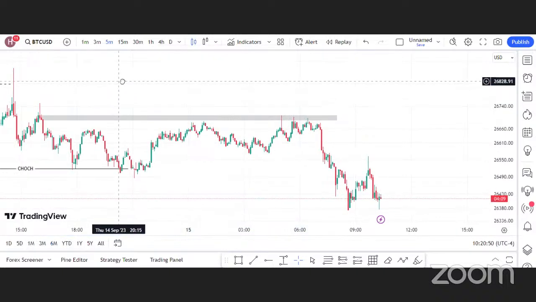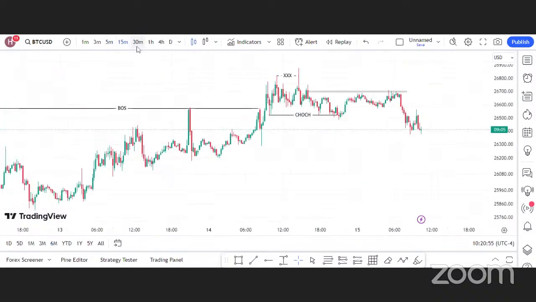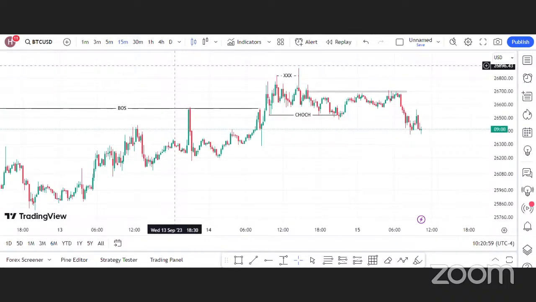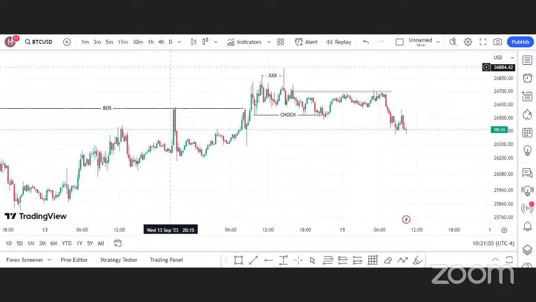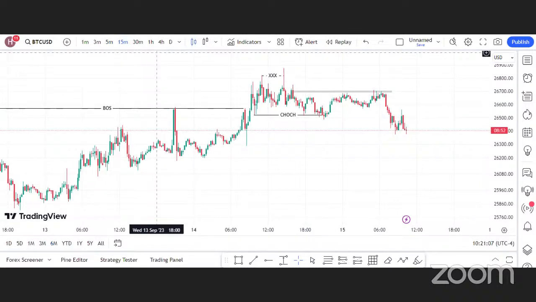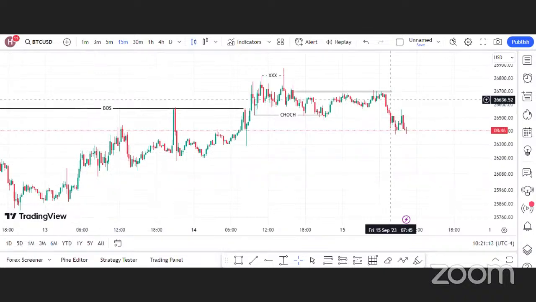All right, so this is the analysis on BTC USD. Right now, the market is on an uptrend. The overall trend is uptrend, but it's going down to fill a gap on the downside. So you can actually scalp this trade to the downside. But right now, make sure you are getting a proper entry.